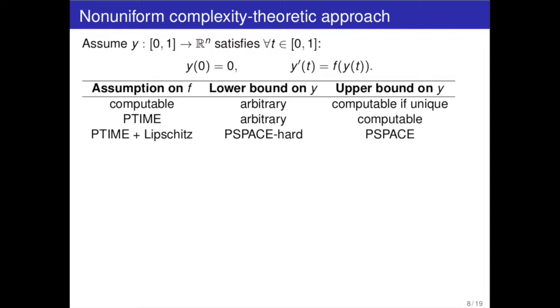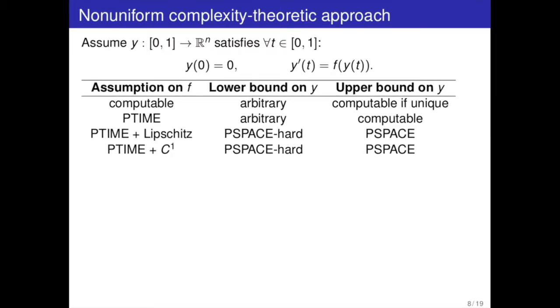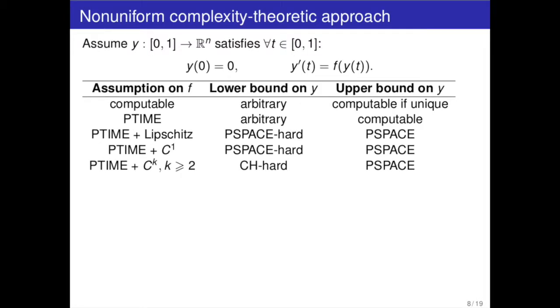But the definition of exactly what it means to be PSPACE-hard, given that y is real, is a bit technical. So let's just say it's hard. If you don't like Lipschitz, because it's a bit of a strong assumption, you could assume C1. And C1 actually also helps. Surprisingly, it helps the same as Lipschitz.